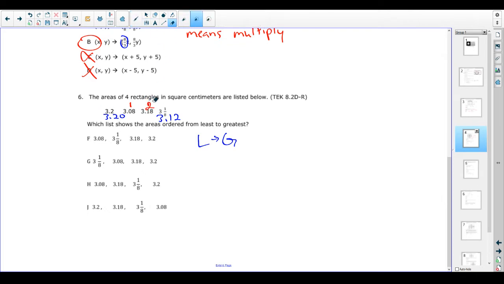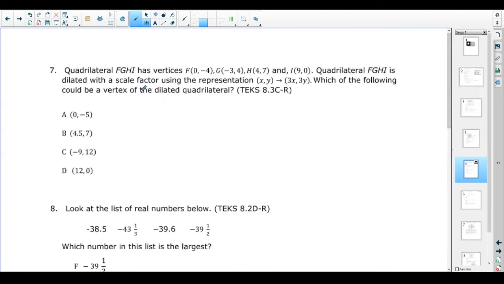No. Ignore me. That was wrong. Sorry. Next one is 3.12. Then 3.18, then 3.20. We should have started with 3.08 and then gone to 3 and 1/8, then 3.18 and 3.2. Gives us the correct answer of F. Okay. Let's see, most people got that one right. Some people pick G. They just put the fraction first. Who knows why? Put your fractions in the calculator. Make them decimals.